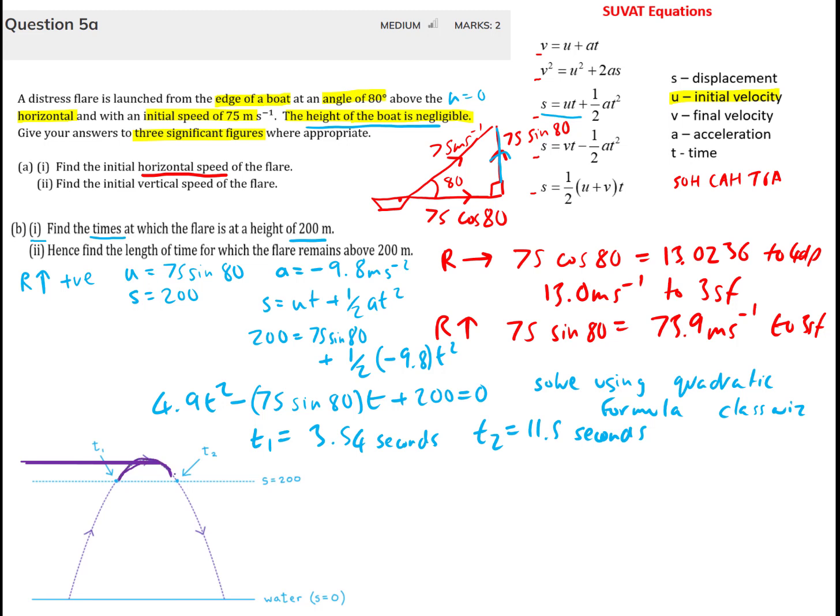So you should be able to see that bit here. So that's just a tablet error. So you will just minus the 2 times, 11.5 minus 3.54. Right, that will give you the times here. And that's going to equal 8 seconds to 3SF, but to write that to 3SF we have to do that.